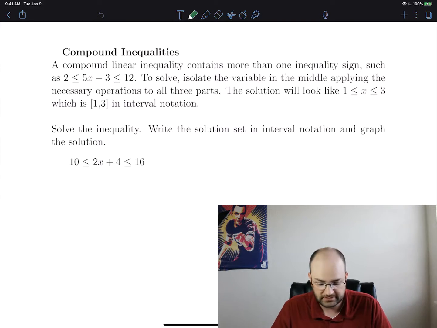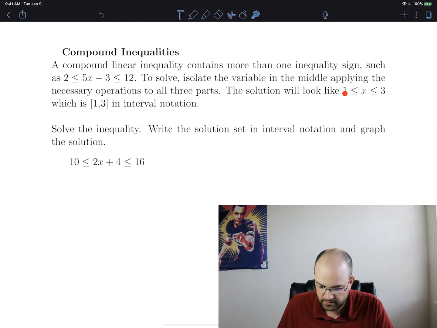For example, the solution to this inequality would look like 1 is less than or equal to x is less than or equal to 3, which is 1 to 3 in interval notation. Now remember, when it's in this form, this is the left-hand endpoint, this is the right-hand endpoint. It's very nice. But also remember, this always needs to be less than this.